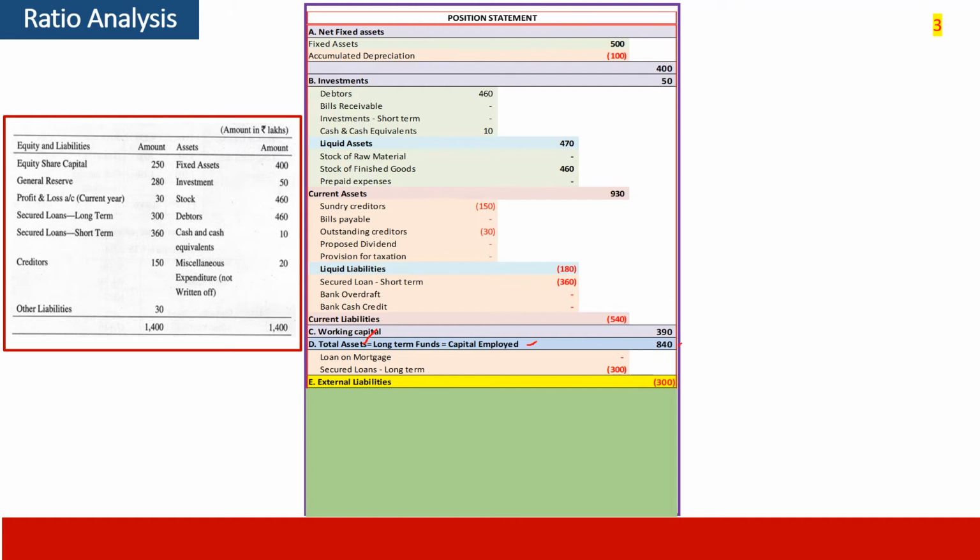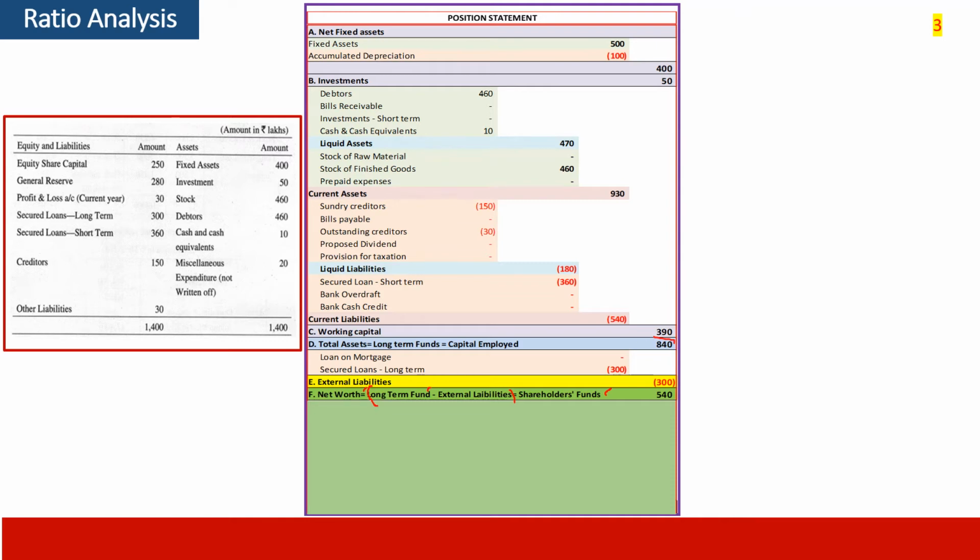When you say capital employed, it is funded by borrowings and owned funds. First we take out the borrowed funds, external liabilities, loan on mortgage, secured long-term loans, 300. Then that leaves us whatever balance is there, that is funded by what is called net worth, or it is called long-term fund minus external liabilities, or it is called shareholders funds.